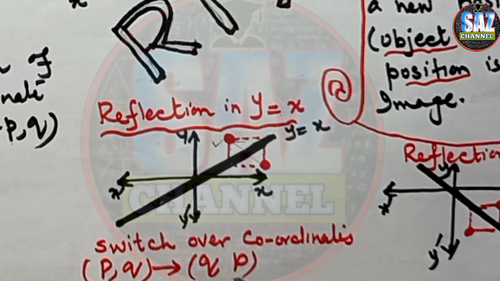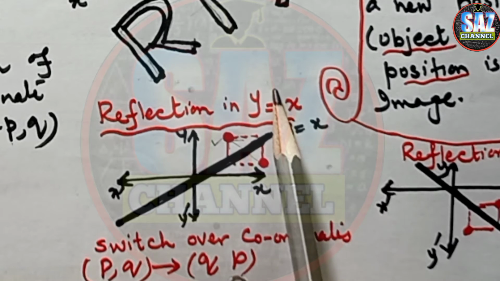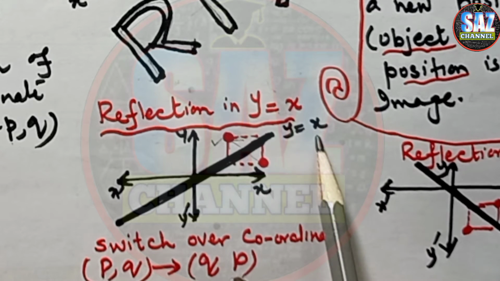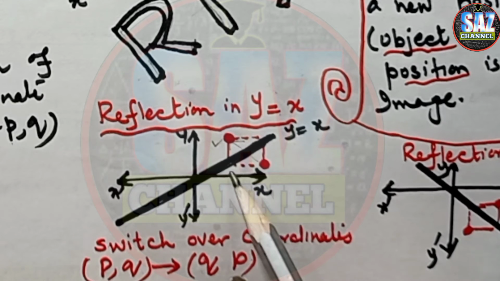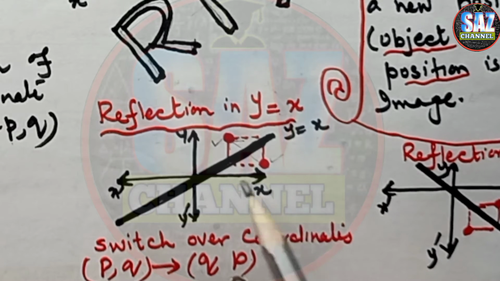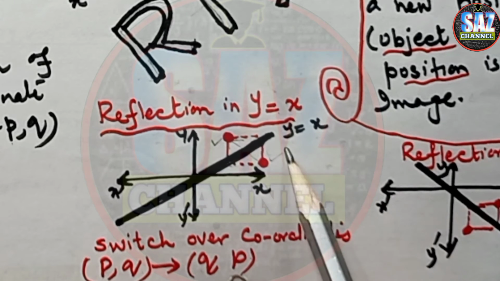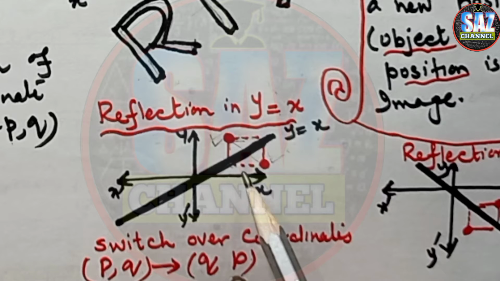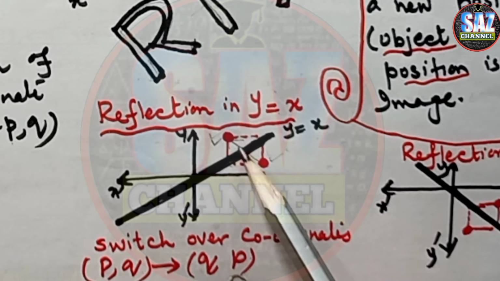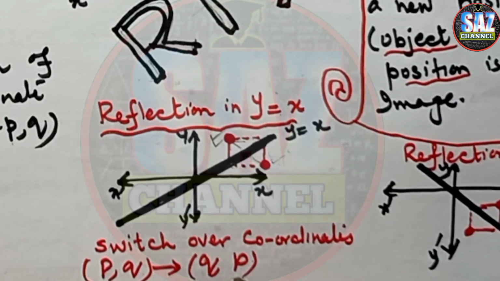Now coming to the third type of line, that is reflection in y equals x. For the reflection in y equals x, what is the rule? We have to switch over the coordinates, so (p, q) will become (q, p). In this case, you can see after plotting the object, you have to complete the right triangle on one side of the mirror, and then you have to complete the reflection of that right triangle on the other side of the mirror. On the opposite corner of this point, you will find the image, that will be the flipping of the object.